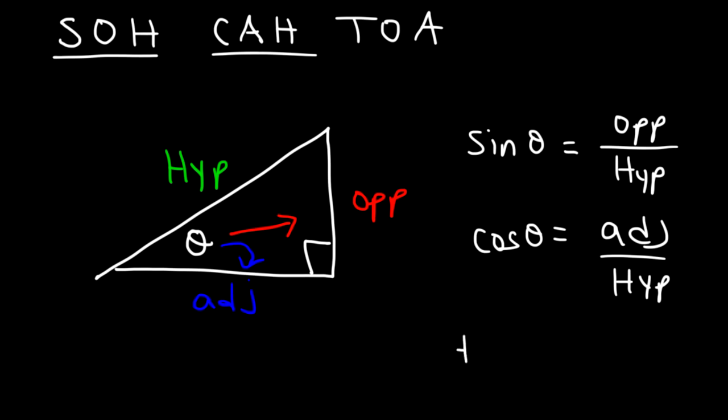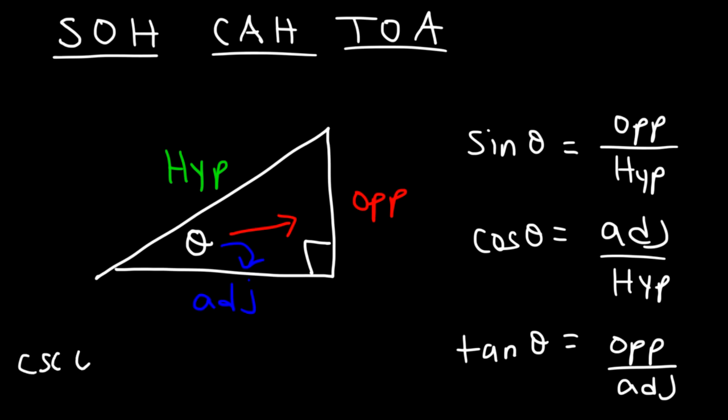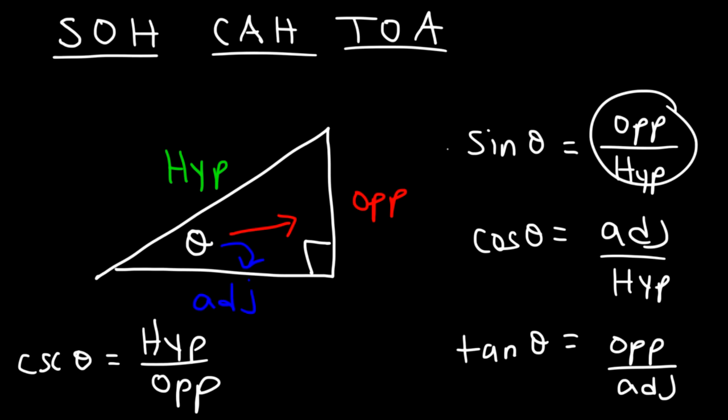And tangent theta, TOA, is equal to the opposite side divided by the adjacent side. So that's the tangent ratio. It's opposite over adjacent. Now we know that cosecant is 1 over sine. So cosecant is basically hypotenuse divided by the opposite side. You just need to flip this particular fraction.